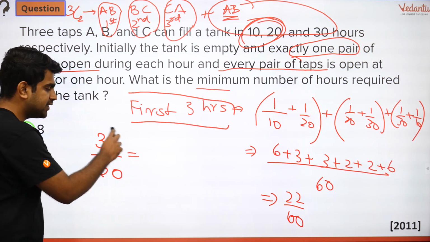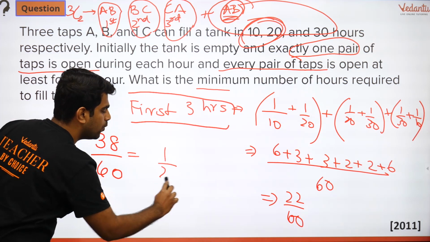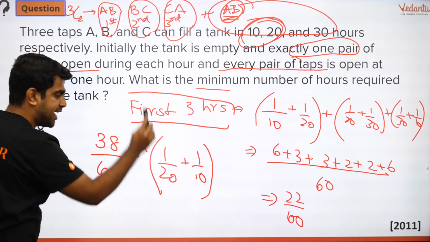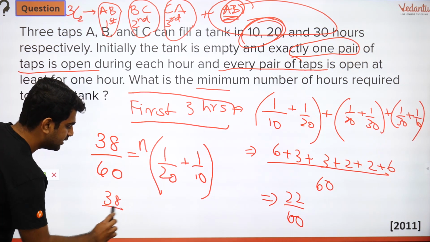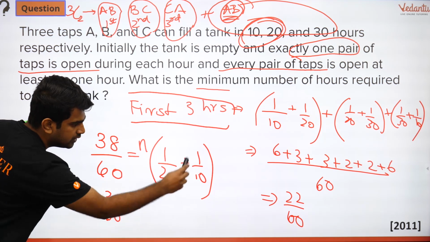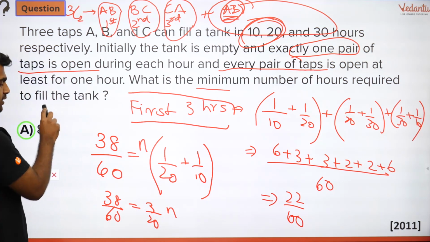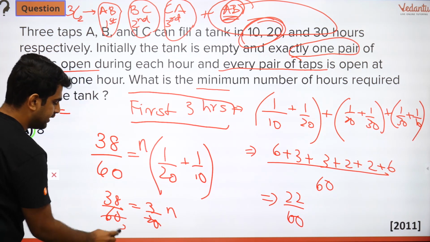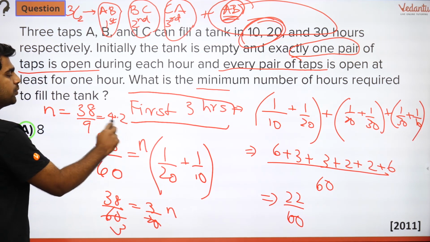Now, this unfilled portion is going to be filled only by AB. So what is AB? 1 by 20 plus 1 by 10. And how many hours? That I don't know, so I'll put n. Let's say it is n hours. So I'll get 38 by 60 is equal to n times 3 by 20. So n is going to be how much? n is equal to 20 times 38 by 180, which is 4 point something, 4.2.